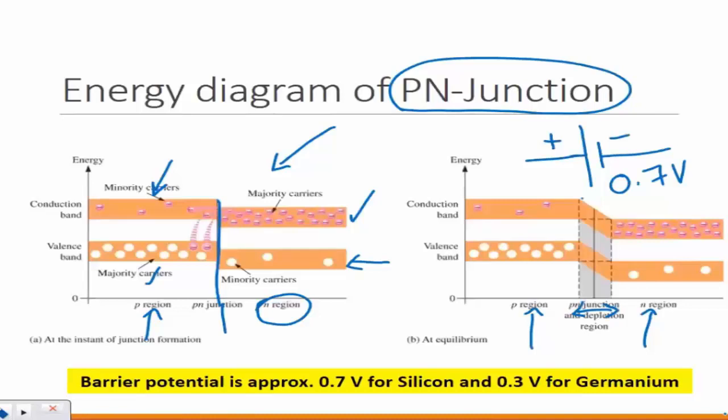So polarity also matters. That's why the P region is supposed to be, because it's very rich in holes, the positive side of it. N is very rich in electrons, that would be the negative side of it.